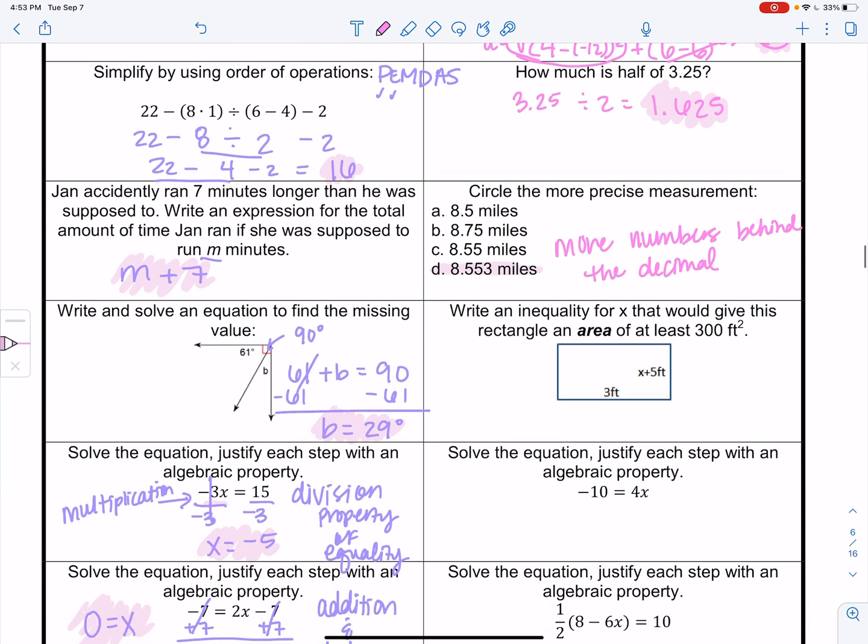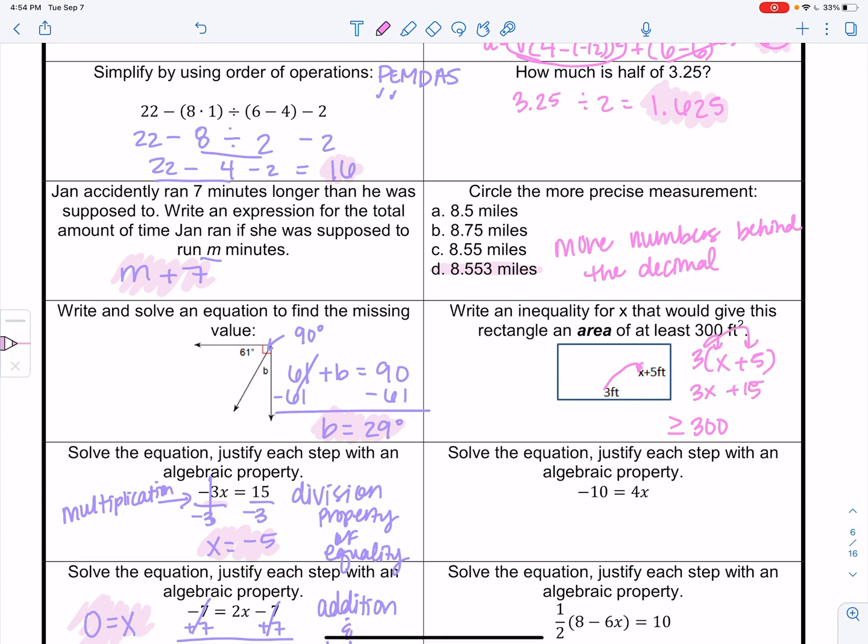Okay, the next one, write an inequality for x that would give the rectangle an area of at least 300 feet squared. So if we say at least 300, we'd be happy if it was exactly 300, and we'd be happy if it was greater than 300. Well, the area of a rectangle is just length times width. If your length is 3 and your width is x plus 5, you just multiply those. So you're literally doing 3 times x plus 5. You could simplify that if you want and just distribute, and you'd have this.